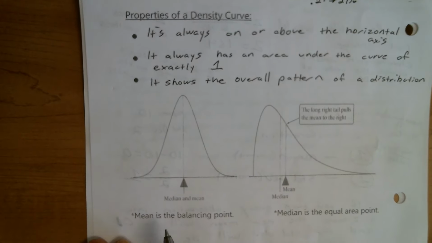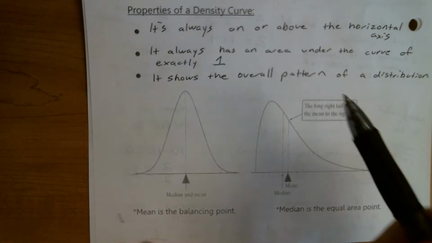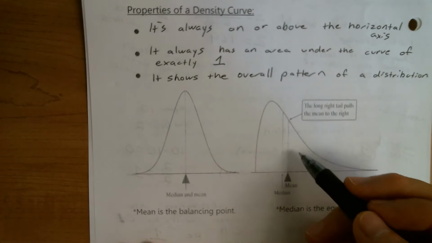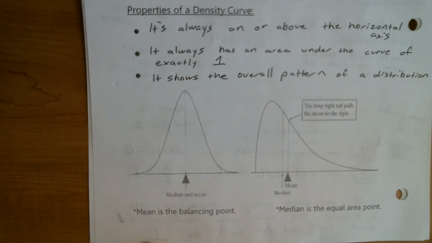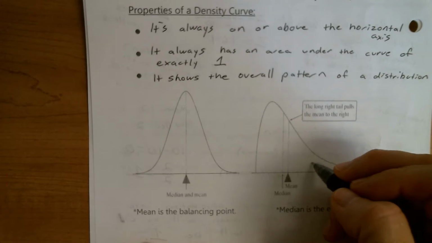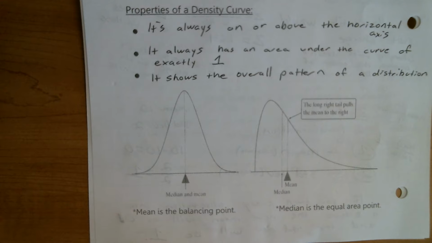So that's kind of what this says down here. The mean is the balancing point. If you're almost going to picture trying to balance this curve on your finger, it's where you'd have to put your finger so that it didn't wobble on or off. And then the median is the equal area part. So that means that 50% of the area is to the left of the median and 50% of the area is to the right of the median. Or put another way, the area to the left is 0.5 and the area to the right is 0.5 because, again, the total area is always equal to 1.